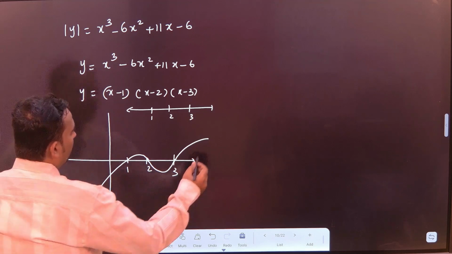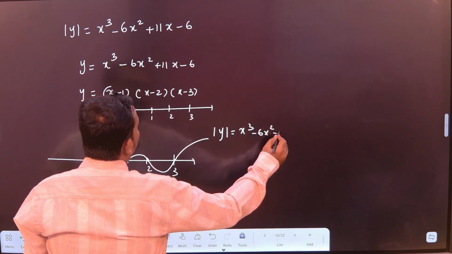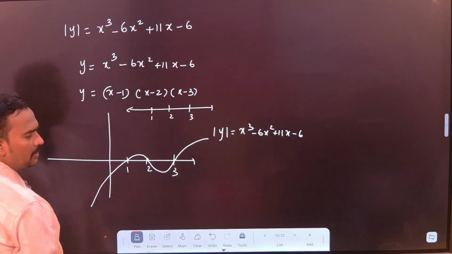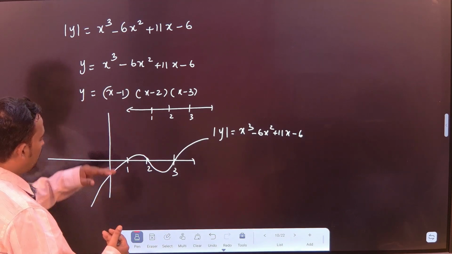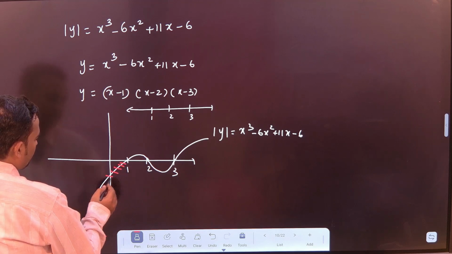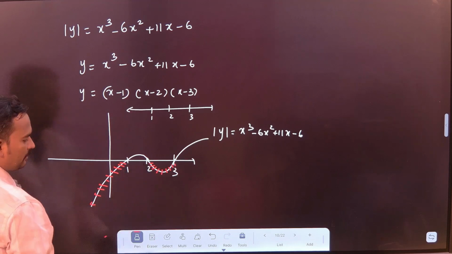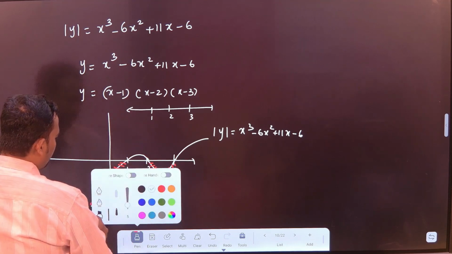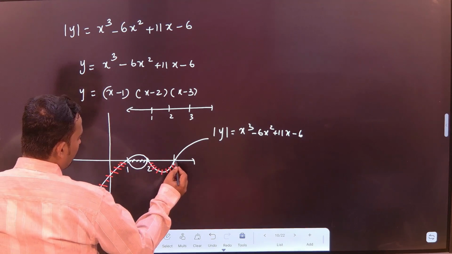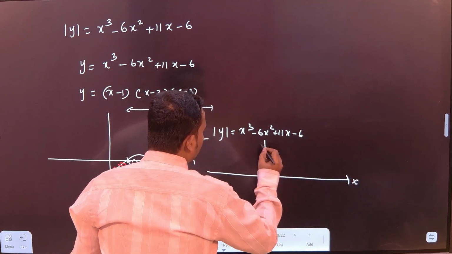Then how to draw the graph of mod y is equal to x cube minus 6x square plus 11x minus 6? Very simple. You have to remove the negative y value, that means the portion below the x-axis, remove it. Whatever the positive portion is there, you have to take the mirror about the x-axis. The graph is like this, x-axis, this is the y-axis.